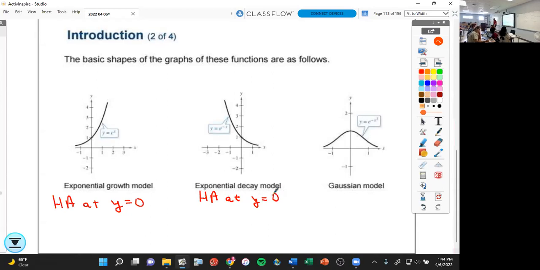The Gaussian model, the bell curve. Is there 2 horizontal asymptotes? There's one at 0 and one at, I think, 1. No, just one. We have a horizontal asymptote at y equals 0.